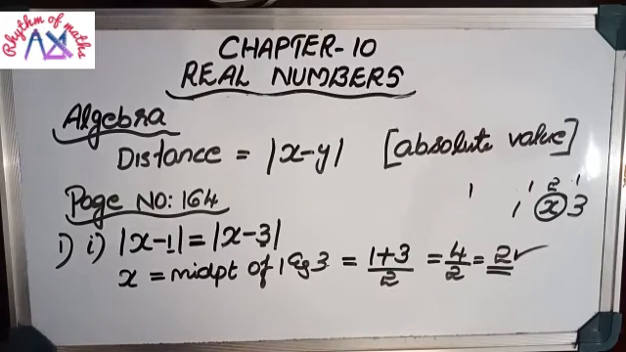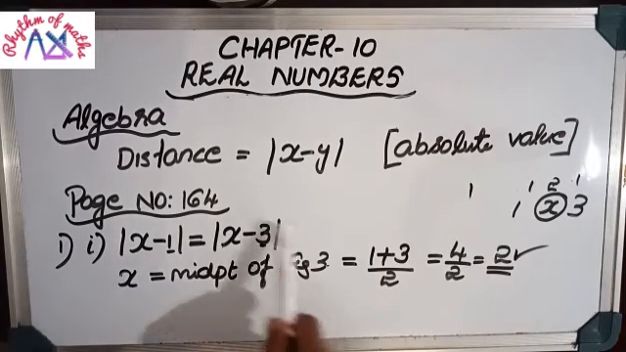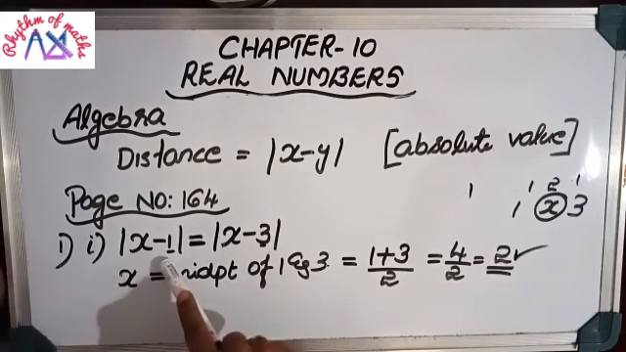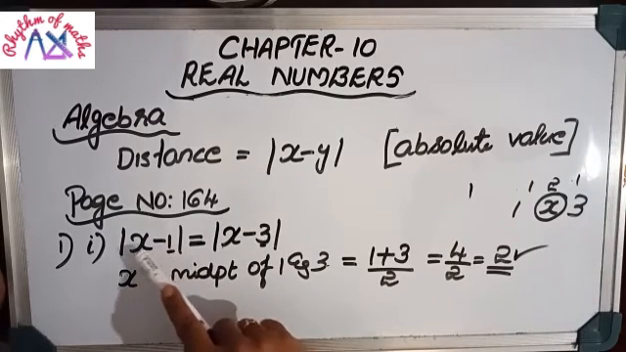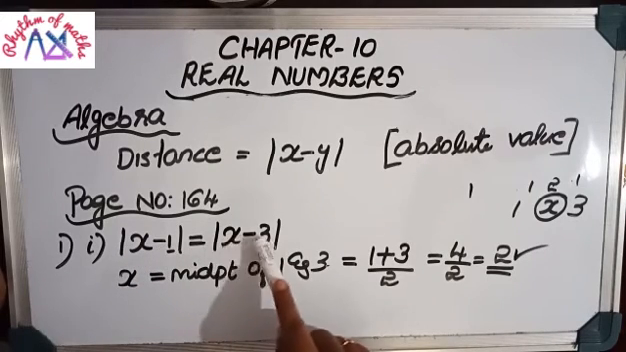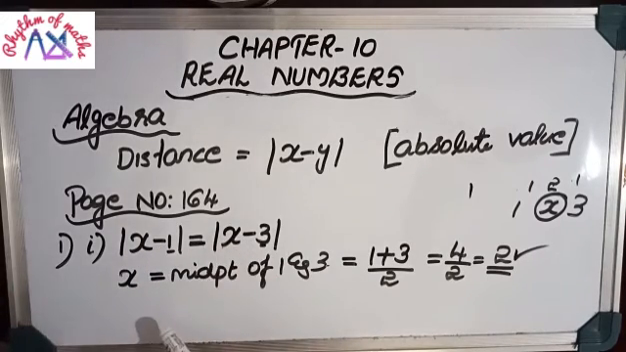Did you get the method? I hope that you got the method. So here the number is 2. First of all, you must learn the meaning of this simple thing: modulus of x minus 1. This minus is a part of the expression. So modulus of x minus 1 means the distance between x and 1, and modulus of x minus 3 means the distance between x and 3. Now let's do the second sub question.